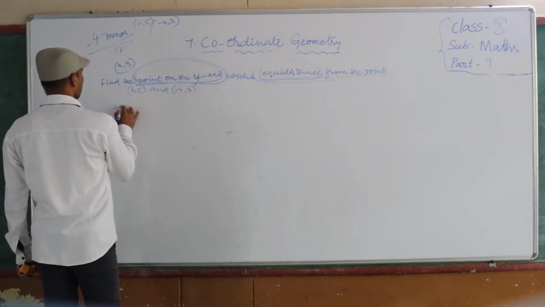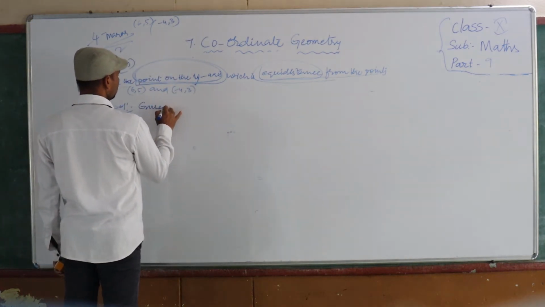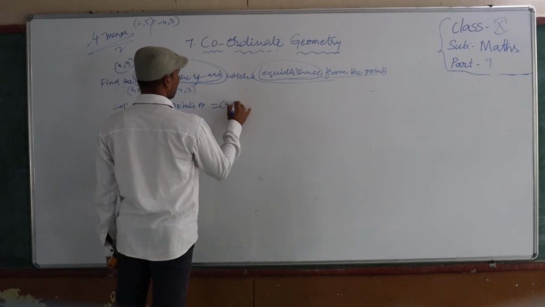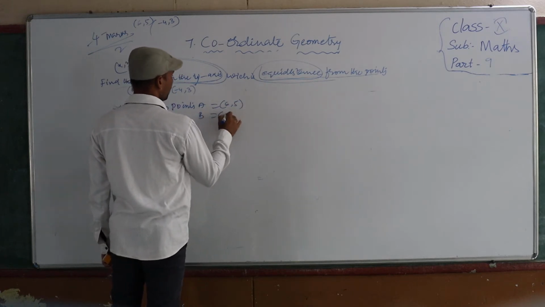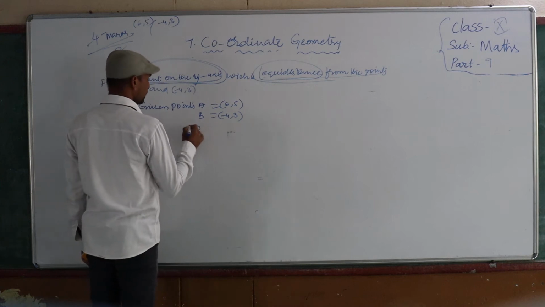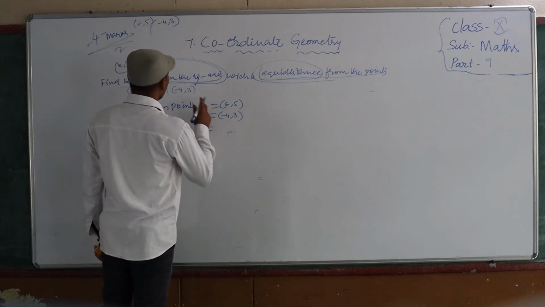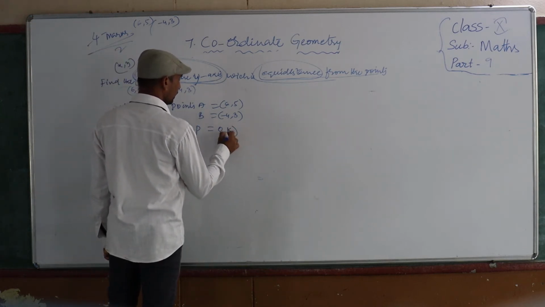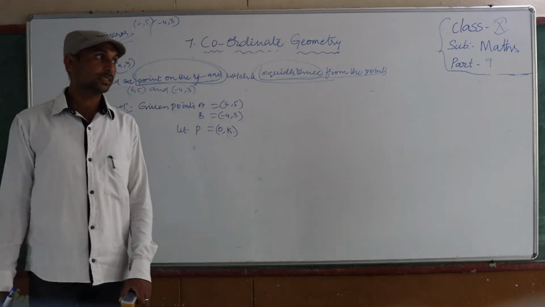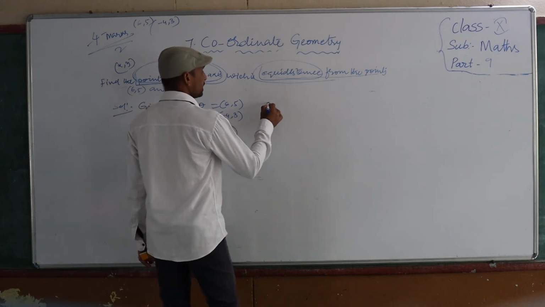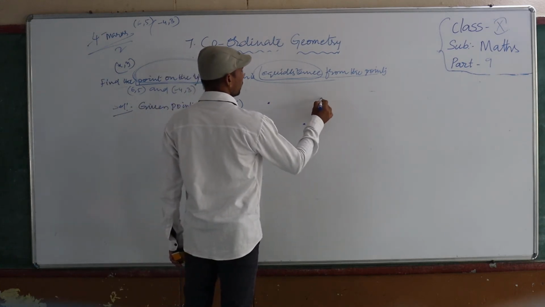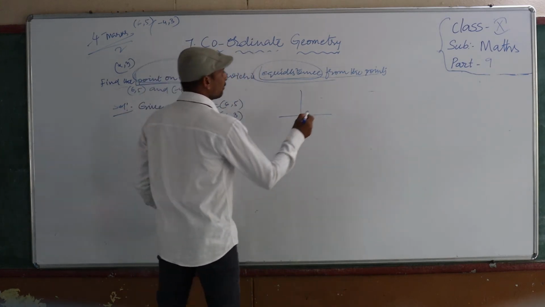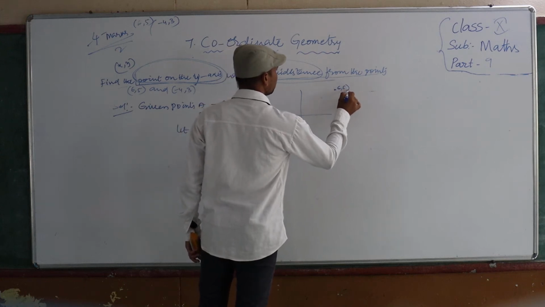So here, solution. Given points A (6, 5), B (-4, 3). Let P be (0, k), since on the y-axis means 0, k. This point is P, this is A, and otherwise you can take it like this also. A (6, 5) somewhere here.